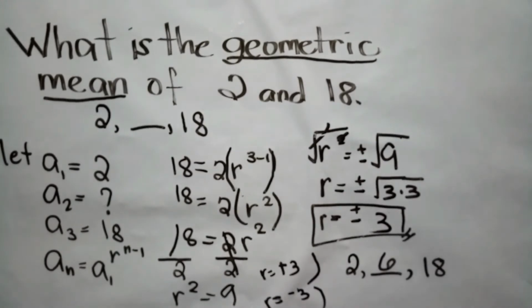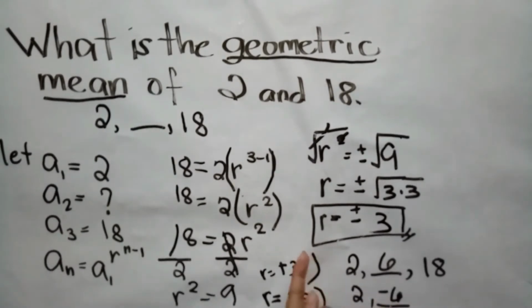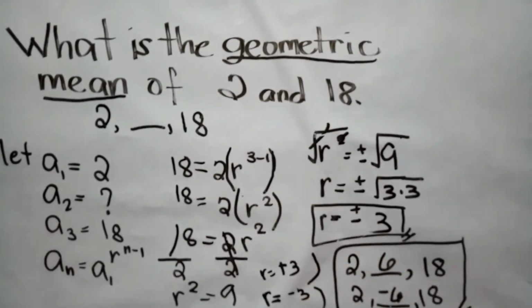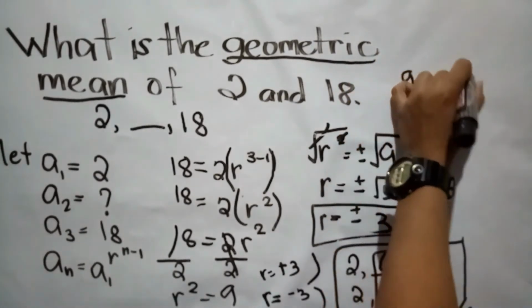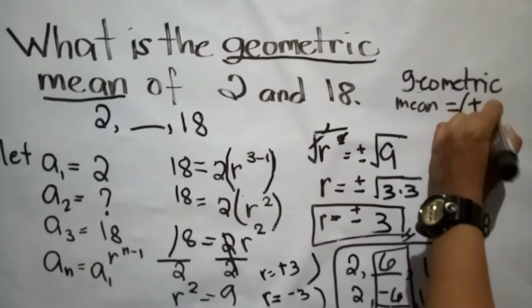So let's solve. When r is equal to negative 3, our sequence is 2, then negative 3 times 2, that is negative 6. And then negative 6 times negative 3, negative times negative is equal to positive, so we have positive 18. So this is our geometric sequence, and this term is the geometric mean. So the geometric mean is equal to positive and negative 6.